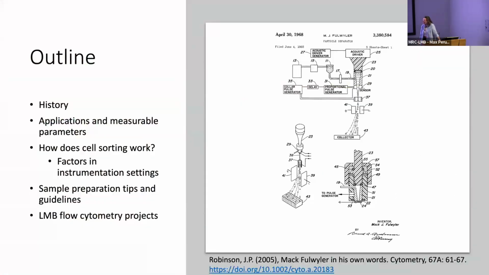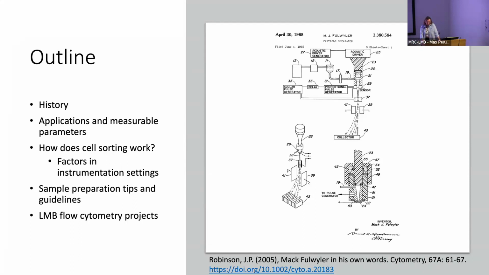So I'll just start with an outline for today's talk. I'm going to start with a little bit about the history behind the development of a cell sorter. I'll talk about applications and measurable parameters. How does it work? A little bit about sample preparation tips and guidelines. And then finally, I'm going to highlight 3 LMB flow cytometry projects that I think are really interesting. I think the theme this year has been small, fragile, and very rare. So I think that's very cool. And the 3 projects I'm highlighting will show that.